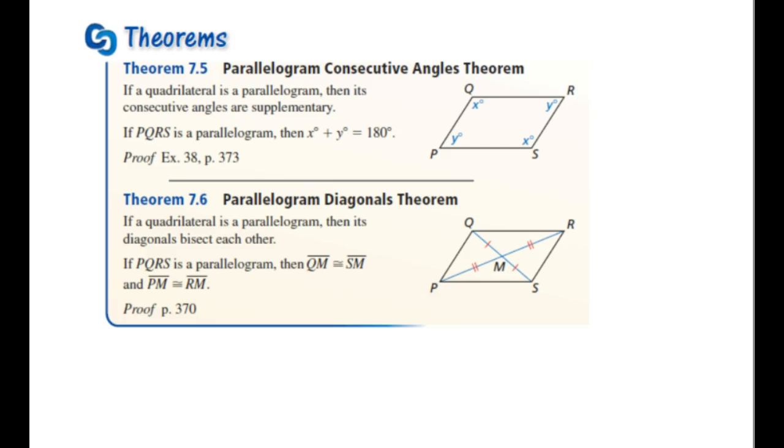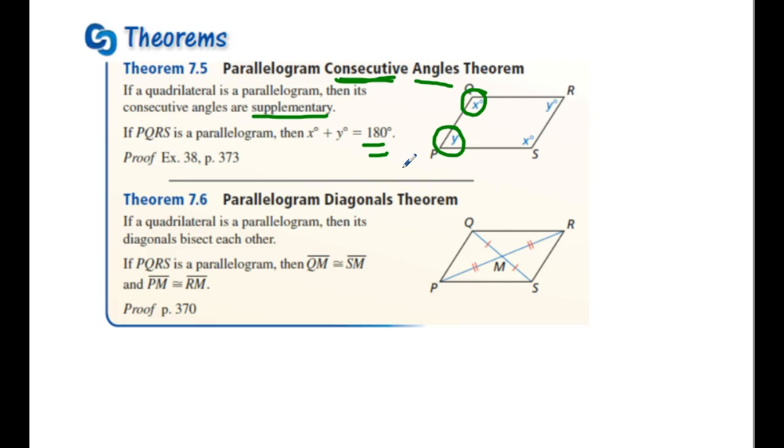Now here's our next set of theorems. The parallelogram consecutive angles theorem. Consecutive means next to each other. So if this is a parallelogram, then its consecutive angles are supplementary, the angles next to each other, like this angle and this angle. If I add them together, I will get 180. Remember, supplementary means I can add them to equal 180. I also know that I could add Q and R to equal 180, since I know R and P are the same thing. So that's what my parallelogram consecutive angles theorem means. Just remember, consecutive means next to each other, and those angles equal 180.